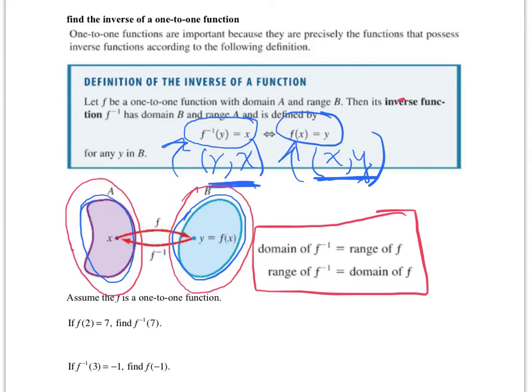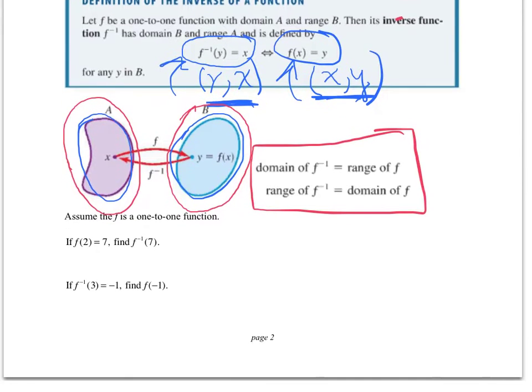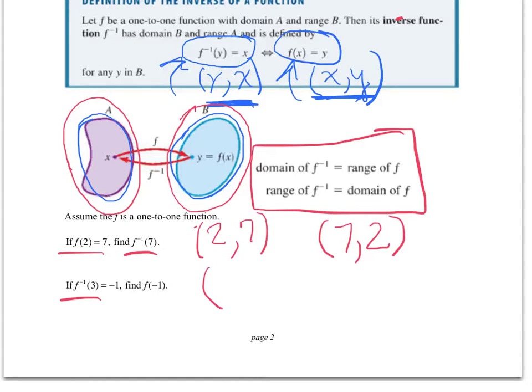Now, since the ordered pairs are just reversed, we see that if we have f of 2 is equal to 7, that means we know that in f we have the ordered pair 2, 7. So that means in f inverse we have the ordered pair 7, 2. So f inverse of 7 is 2. Here we know that f inverse of 3 is negative 1. So in f inverse we have the ordered pair 3, negative 1. And so in f we must have the reversed ordered pair negative 1, 3. And so f of negative 1 is 3.